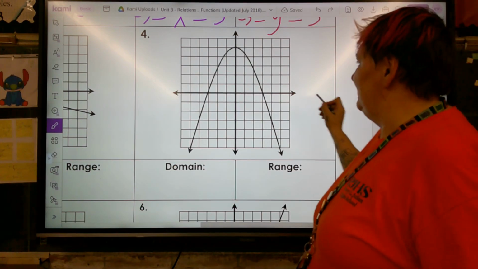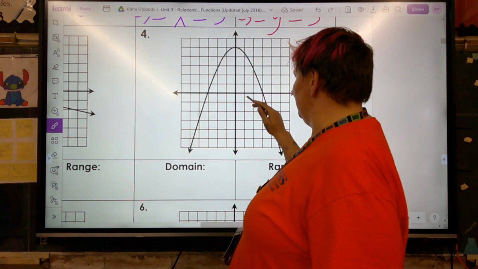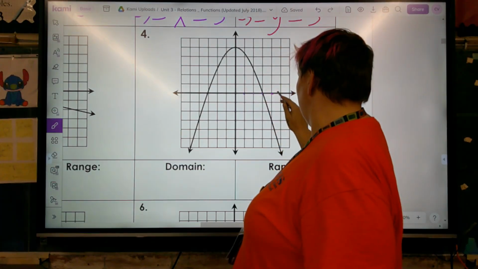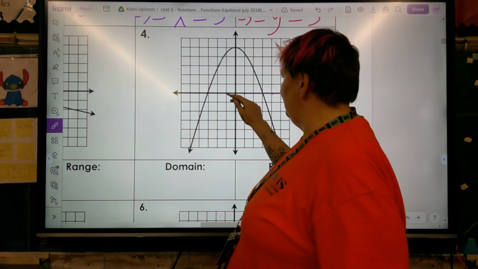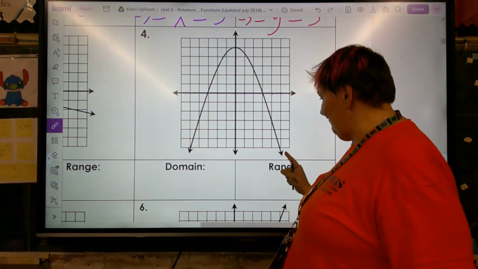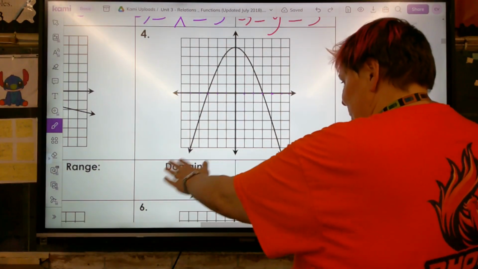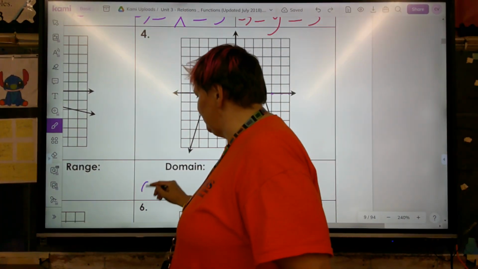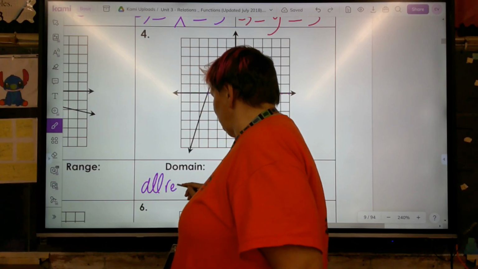Alright, so where does it hit the x? Right? It's going to hit here, here, here, forever, because it goes on forever. It'll eventually hit all of the x values. So, again, all real numbers.